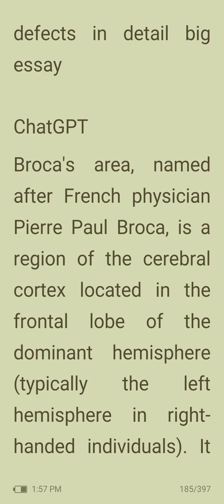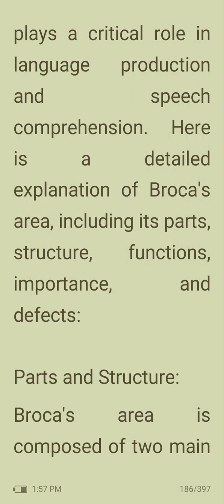Broca's area, named after French physician Pierre Paul Broca, is a region of the cerebral cortex located in the frontal lobe of the dominant hemisphere, typically the left hemisphere in right-handed individuals. This can change: if your dominant hemisphere is the left hemisphere, this is where Broca's area is situated. But if you are a left-handed person, your dominant hemisphere will be the right hemisphere, so Broca's area will be there. It plays a critical role in language production and speech comprehension.